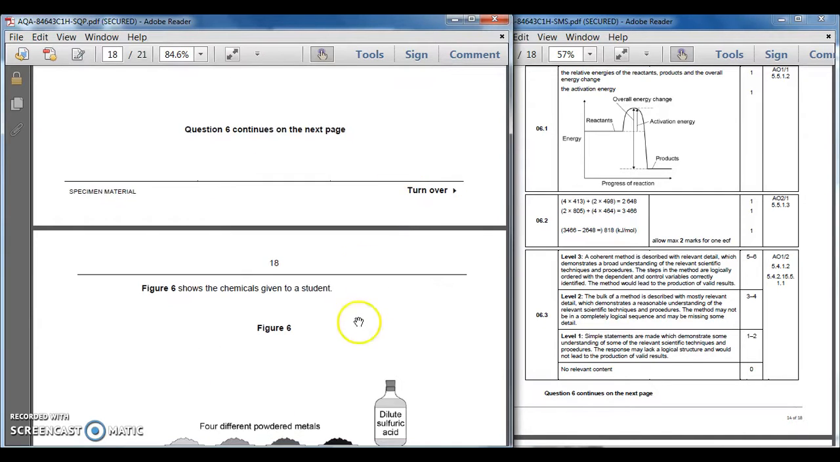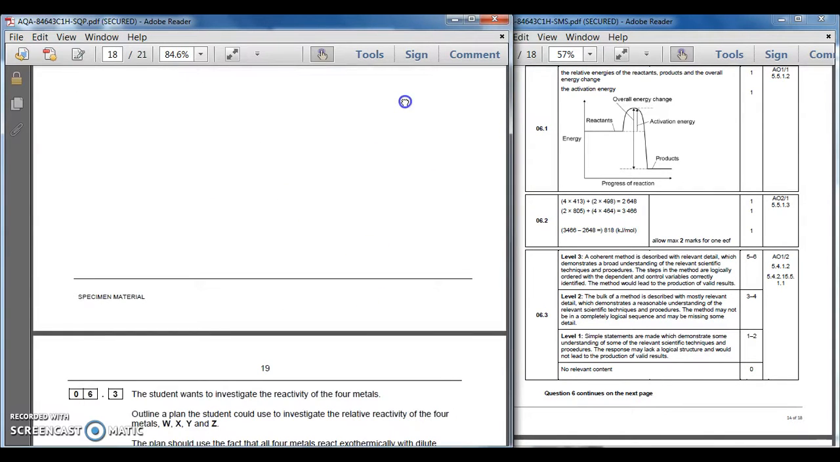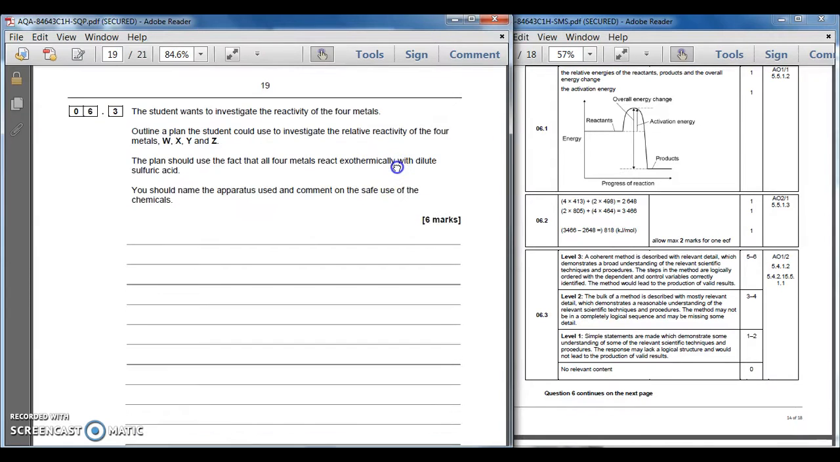So, question 6 part 3. 6 mark question. Key thing here, it says exothermic and it says safely. So get your first marks for talking about simple things like goggles and how to handle acids safely, and you can get into your first 1 or 2 marks. Knowing that exothermic means giving out heat should instantly start making you think about thermometers. So you'd be looking at using a thermometer to measure the heat of the reaction. To work out which is the most reactive, it'd be the one that gives out the most heat energy.